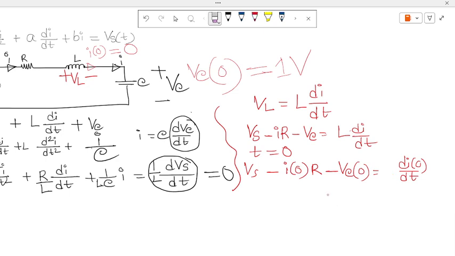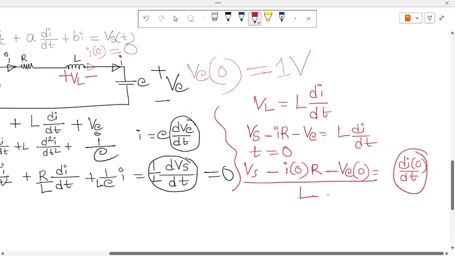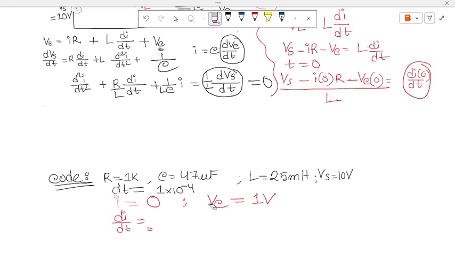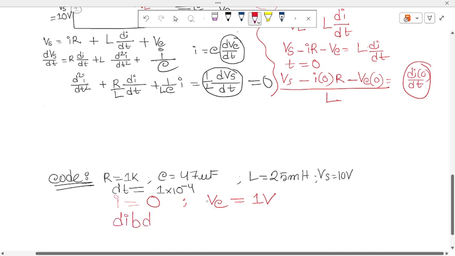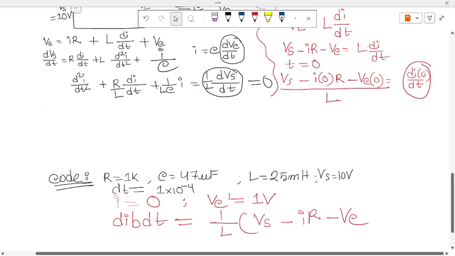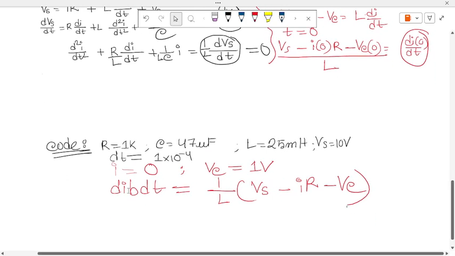So if I divide this equation by L, I will find this. So let's make this equation in my code. Let's name this a variable, let's say the variable's name is di by dt, and this is equal to 1 by L times Vs minus I. This I is the initial I, which is 0, right? So initial I is 0, then Vc, this Vc is the initial voltage, which is 1 volt. Okay, so thus I have found the di by dt.